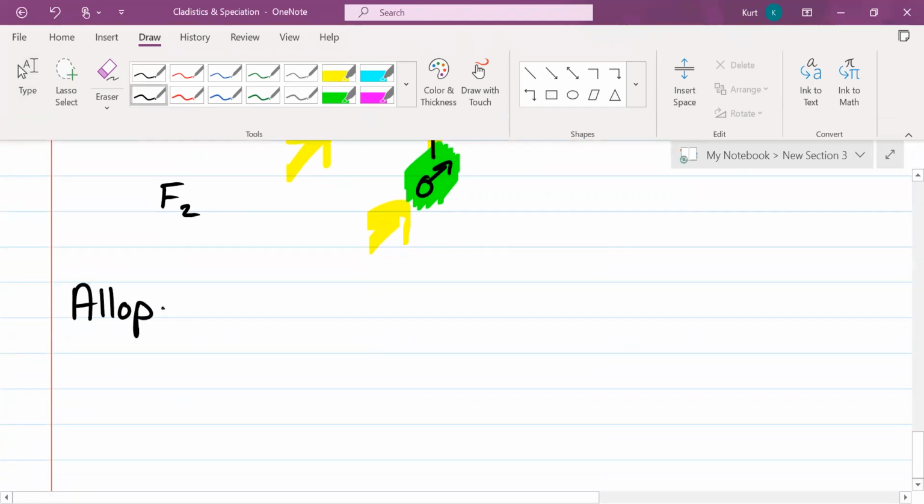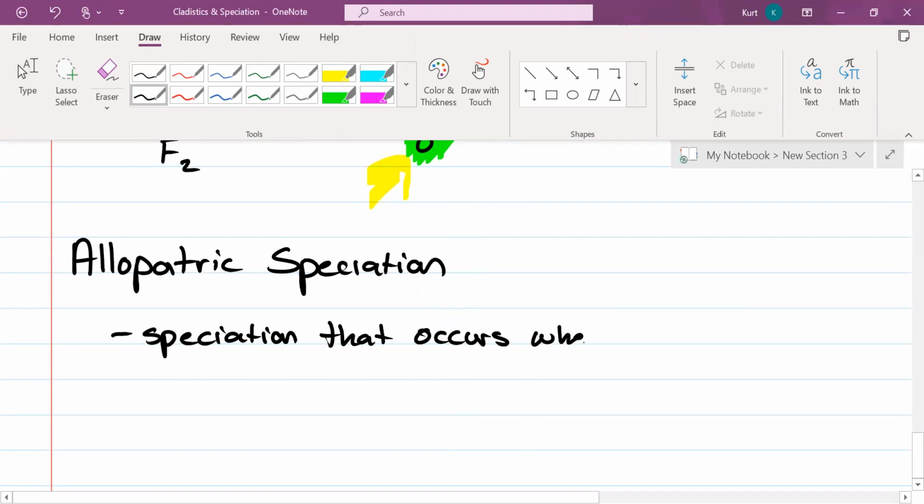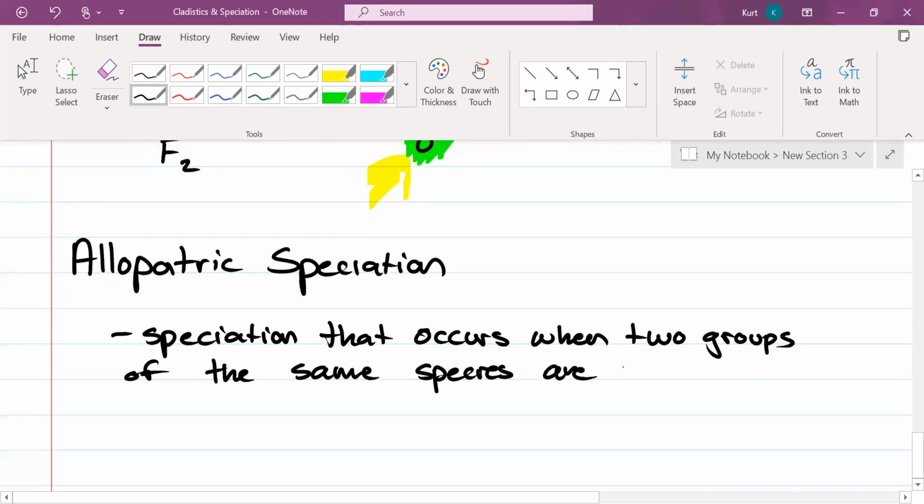Well, there's two main types of speciation that you'll need to know. The first one is called allopatric speciation. This is speciation that occurs when two groups of the same species are separated by a geographic barrier. And I have several examples that will hopefully convey this for you.